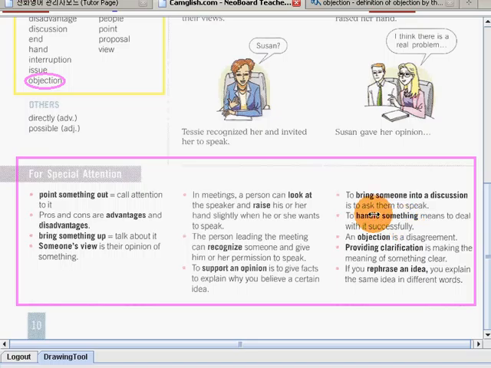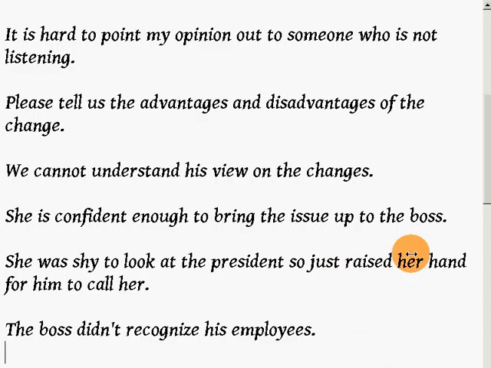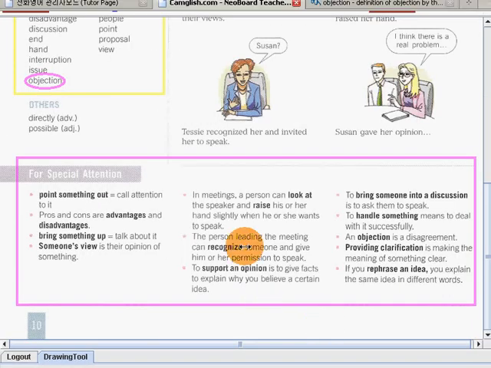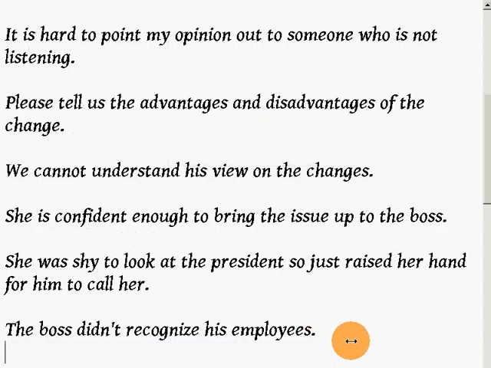In meetings, a person can look at the speaker and raise his or her hand slightly when he or she wants to speak. She was shy to look at the president, so she just raised her hand for him to call her. The person leading the meeting can recognize someone and give him or her permission to speak. The boss didn't recognize his employees.